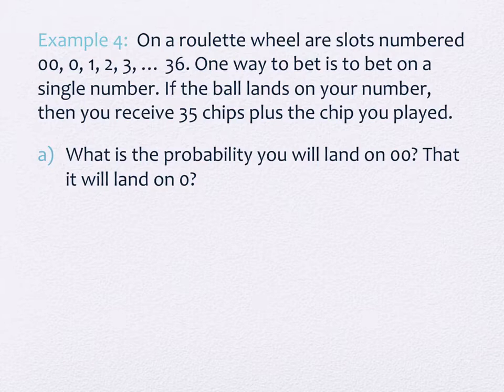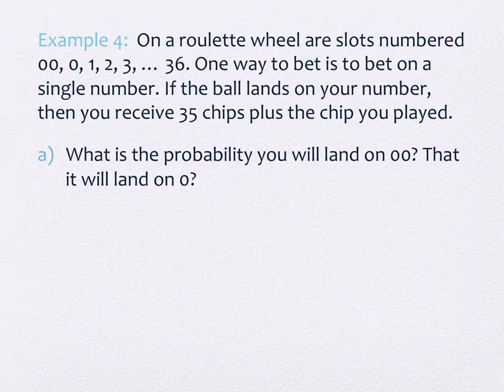The numbers go from 00 all the way up to 36. So you have 00 and 0, and then you have 1 through 36. One way, not the only way, to bet on the roulette wheel is to bet on a single number. So you say, I'm going to put $5 and I think it's going to hit the number 32.